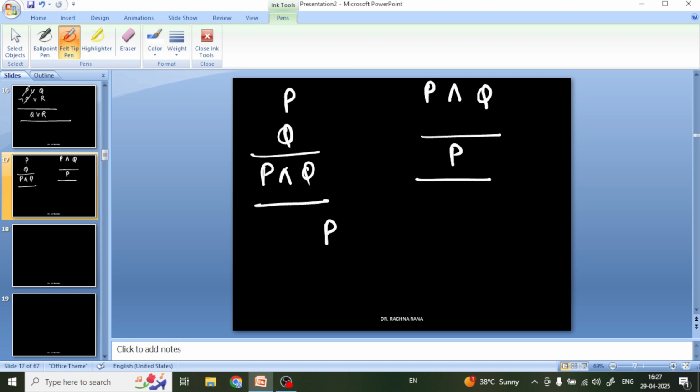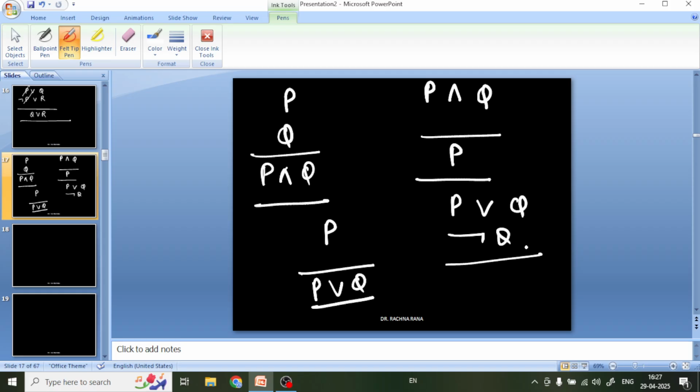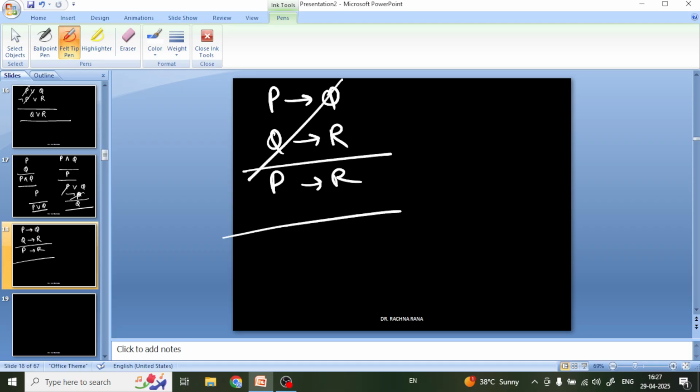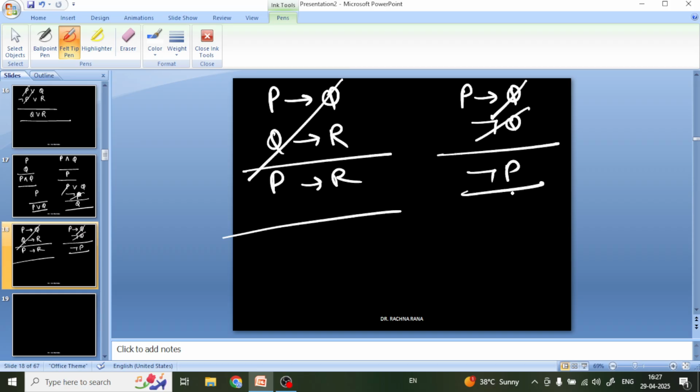Now addition, P, in addition we will write P or Q. Disjunctive syllogism: P or Q, not Q, and the result will be P. Finished. Next, hypothetical syllogism. P implies Q, Q implies R, P implies R is the result. This one cuts and then you will find P implies R. Modus tollens: P implies Q, not Q, this will cut with this one and not P is the answer. Modus ponens: P implies Q and P and the result will be Q.